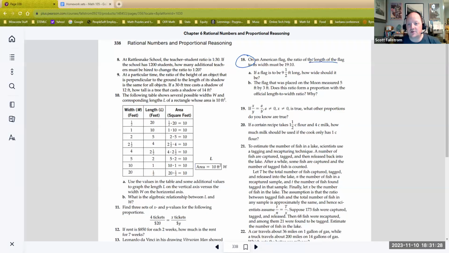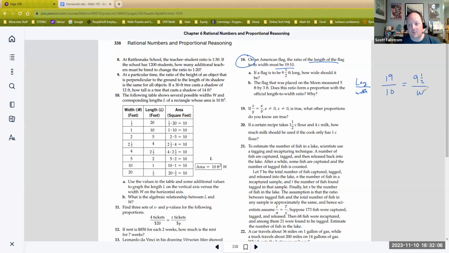The ratio of the length of a flag to its width must be 19 to 10. That's an American flag. So that means length to width has to be 19 to 10, so it's longer than it is wide. If a flag is to be 9.5 feet long, how wide should it be? So if I put up here 9.5 feet long, then how wide should it be? And I'd put an X down here, or a W maybe for the width.